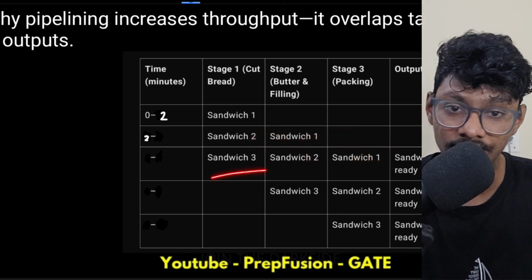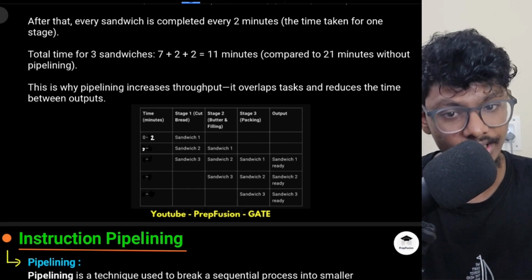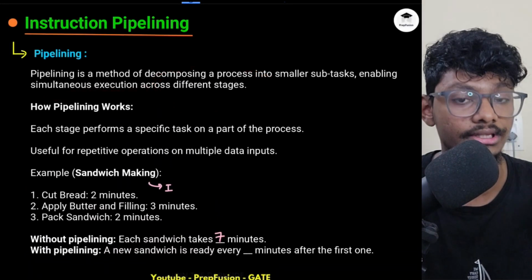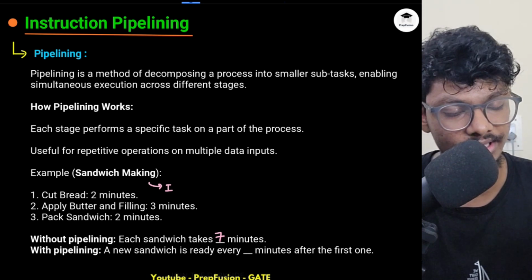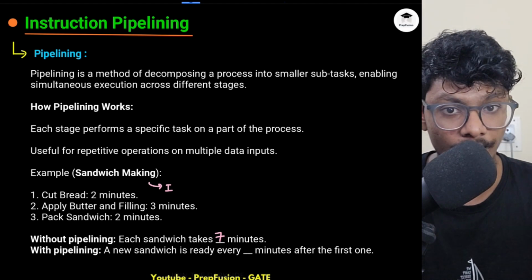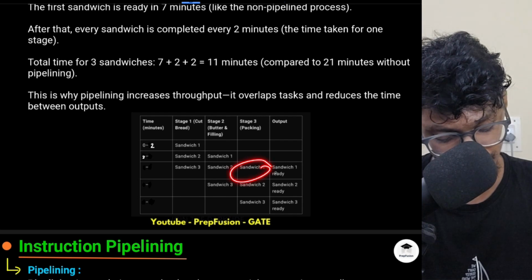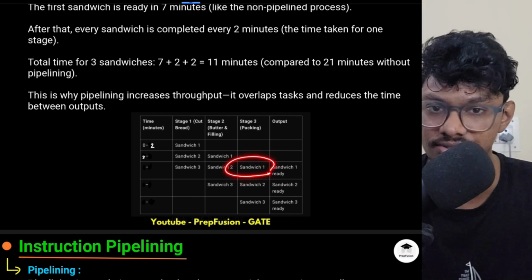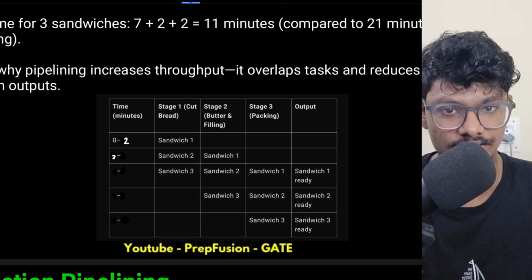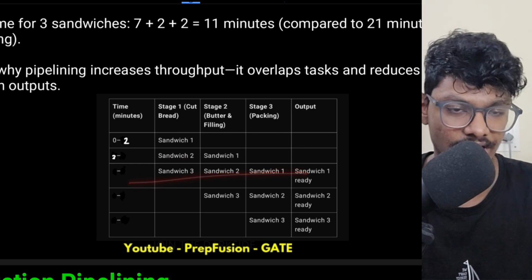So now all 3 persons are doing the work simultaneously, right? But they are doing different works. So here there is simultaneous execution across different stages. They are not doing the same task. Let's say there is an add instruction, right? They cannot add simultaneously, but they are doing separate tasks. Okay, different stages. Person C right now is packing the sandwich. Person B right now is filling sandwich 2, and person A is cutting the bread for the third sandwich. So parallel operation is happening.